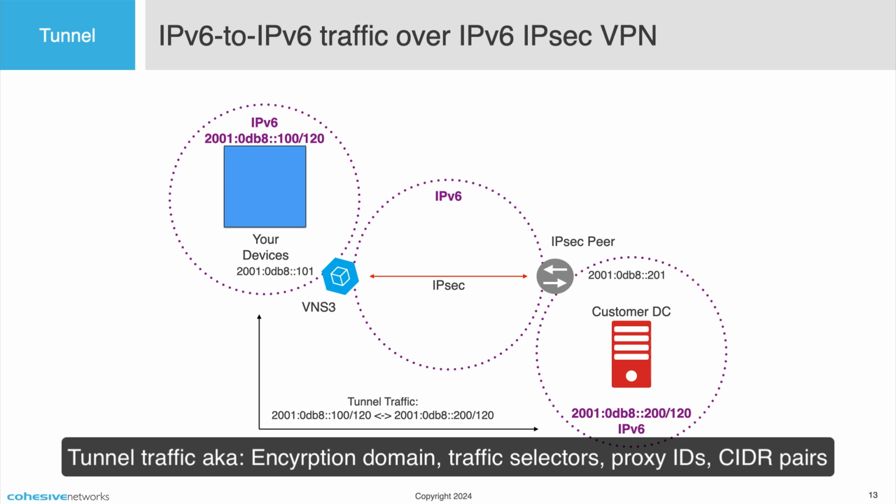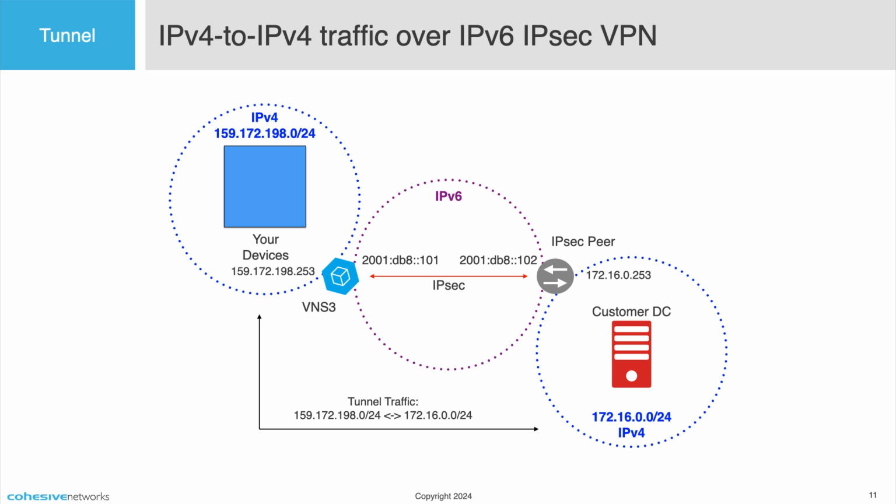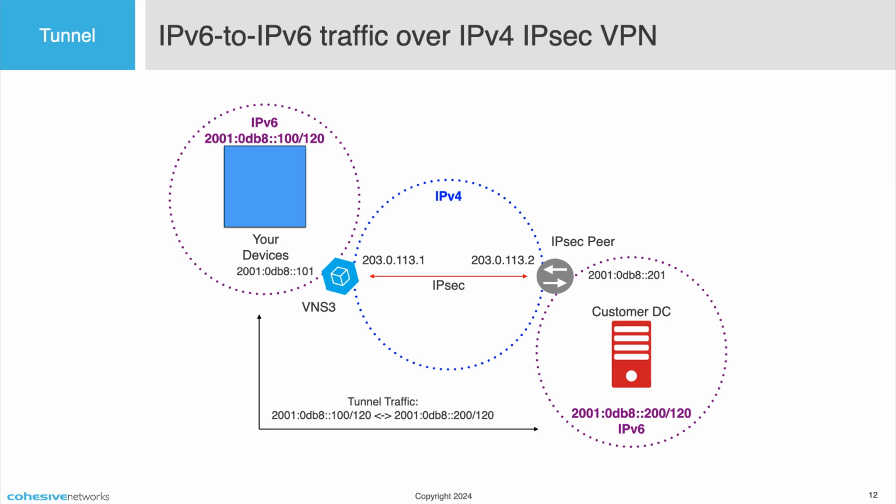IPv6 over IPv6. This will use an IPv6 address for the endpoint IP, as well as IPv6 CIDRs for the encryption domain. This slide shows IPv4 traffic going over an IPv6 endpoint. The next setup will be IPv6 traffic going over an endpoint with an IPv4 public IP.